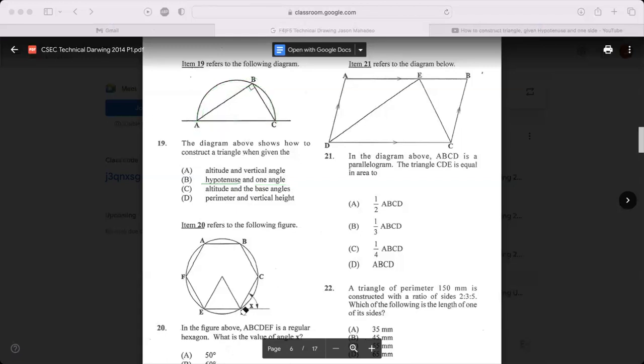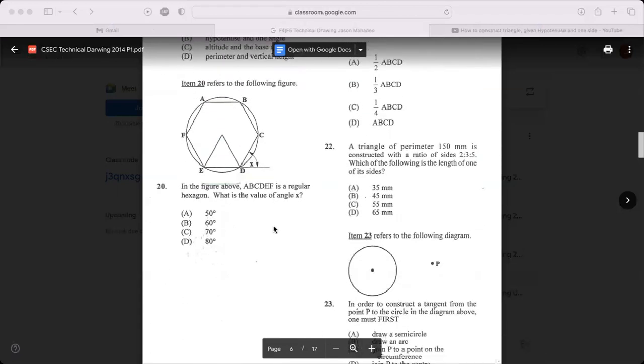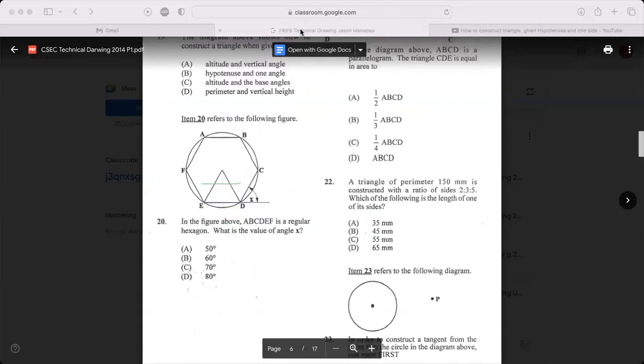Daniel, waiting for 20. For 20, I put B. I kind of guessed. Caleb? I put B as well. Right, so the answer for 20 is B, correct.